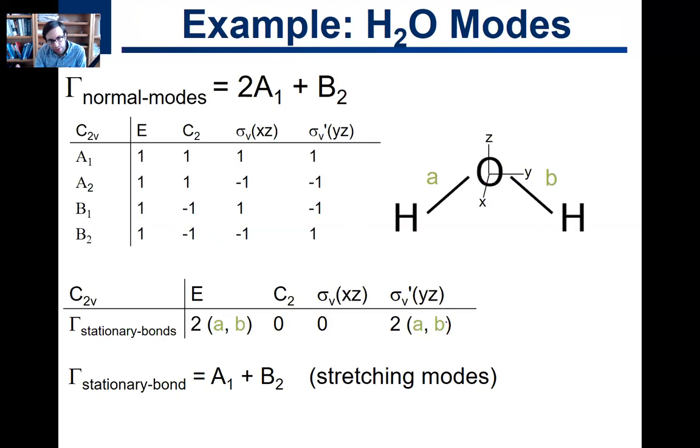I can reduce that using the formula, or this is a simple enough one. You can just do it by inspection, right? You can see that A1 plus B2, if you look on the character table, is going to equal 2002. So since we did this for stationary bonds, this tells us that A1 plus B2 are 2 stretching modes that exist. The other A1, that's what's left over, right? Because we only have 3 total. The other A1 is going to be a bend. Remember that fundamentally all you have are stretches and bends.